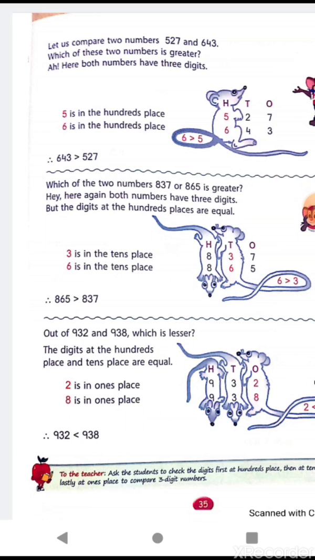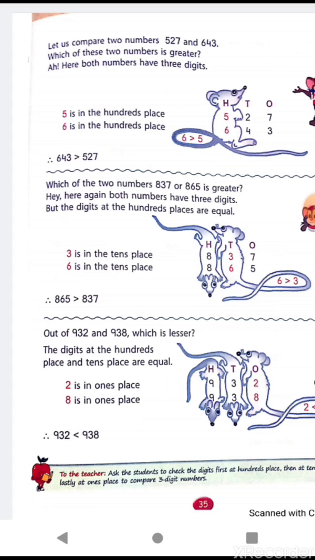Now, in the previous exercise, while comparing two numbers, we said the number with more digits is greater than the number with fewer digits. Now, what happens if both the numbers have the same number of digits? If both the numbers have, say, 2 digits or 3 digits, then how do we compare? Now see the example. Let us compare two numbers 527 and 643. Which of these two numbers is greater?